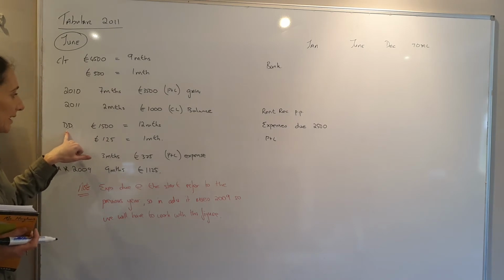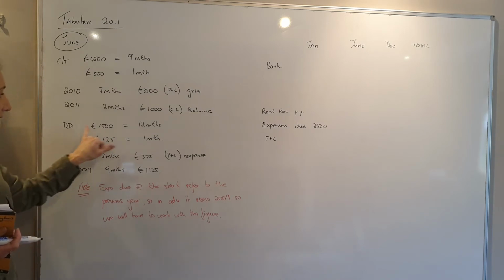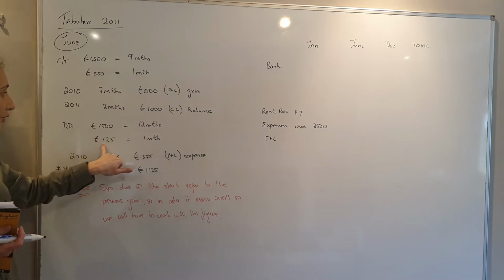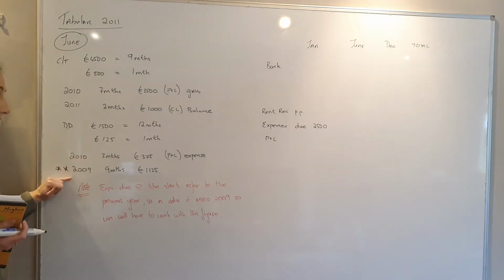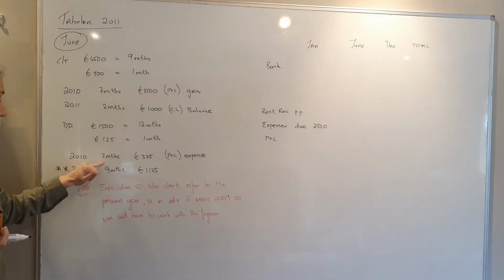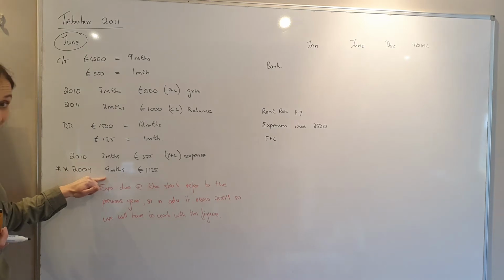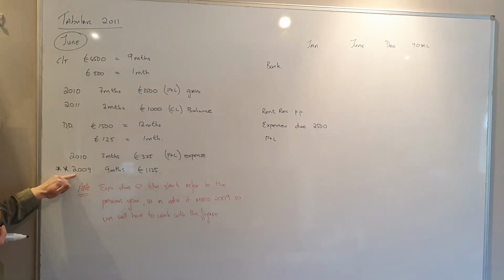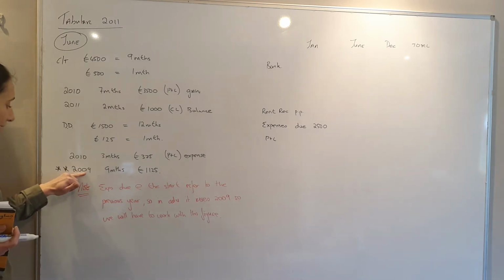Your direct debit, I think it's for advertising as an expense. 1,500 is for 12 months, so 125 is for 1 month. But look here. It is paid up until the end of March 2010, which means it's 3 months for 2010 and 9 months for the previous year. So it's looking at 2009, not 2012. So watch that in the exam, or 2011.